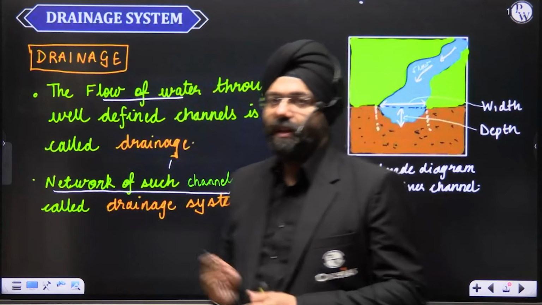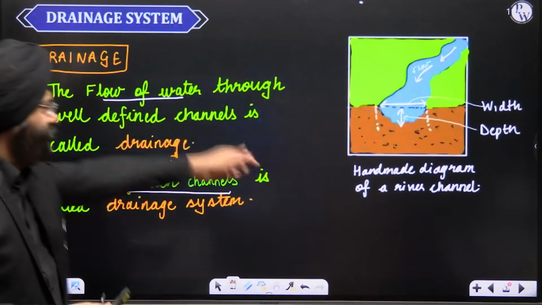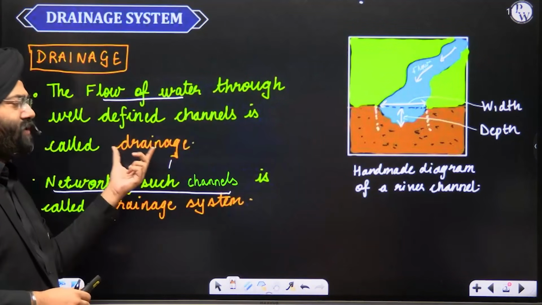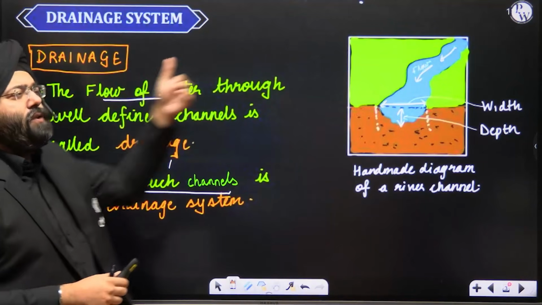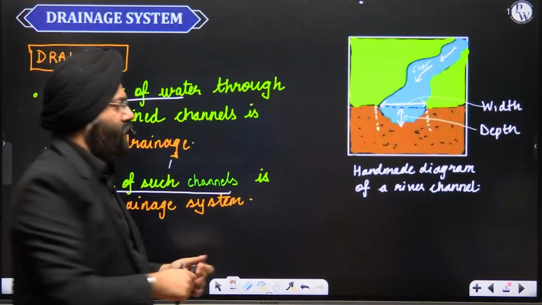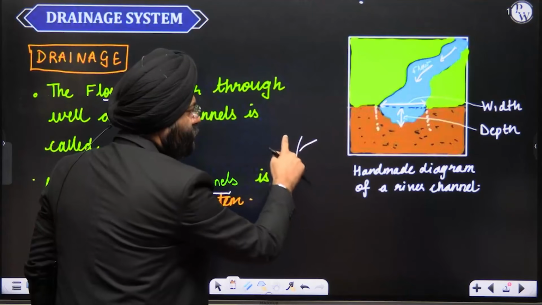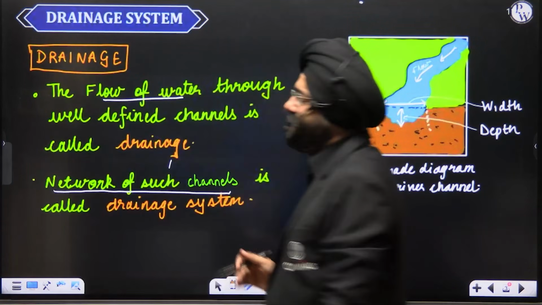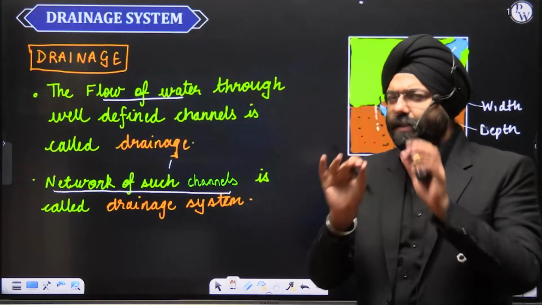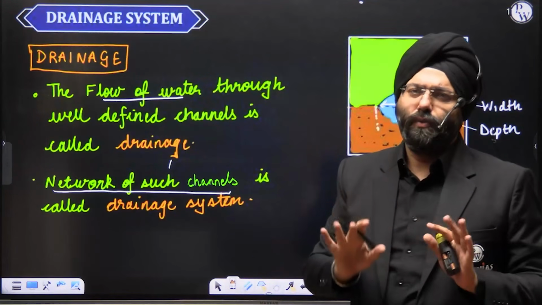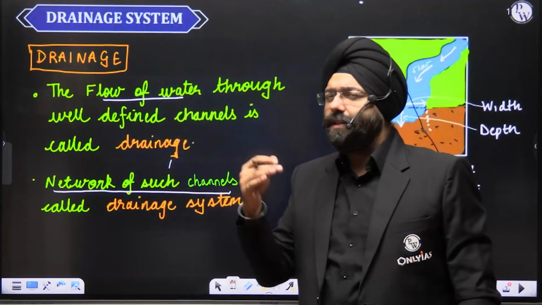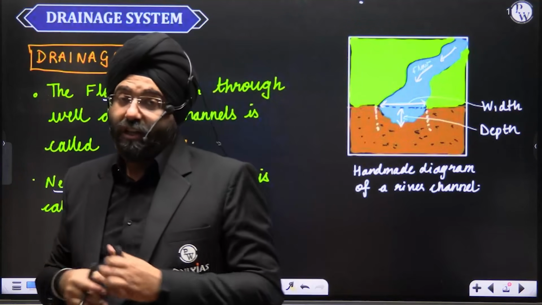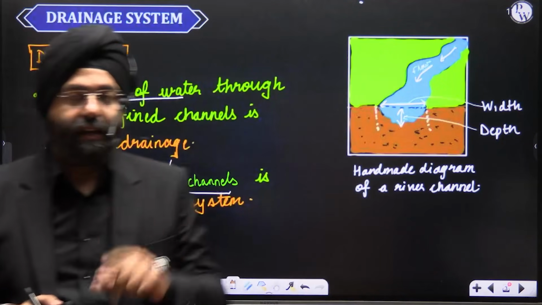Again, if water is flowing through a well-defined channel, I can call it a drainage. If there is a network of such channels, one river is flowing, others are also flowing in their own channels, then I can call it a drainage system. Clear? This is the first and basic premise that you should know: what is drainage and drainage system? There are certain other concepts, please remember, that are mentioned in your NCERTs. They also become very, very important. So let's begin and understand them.